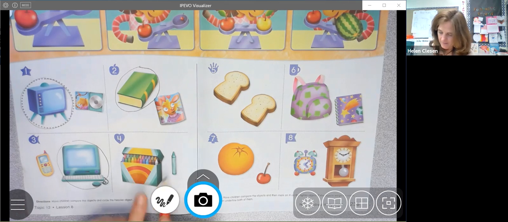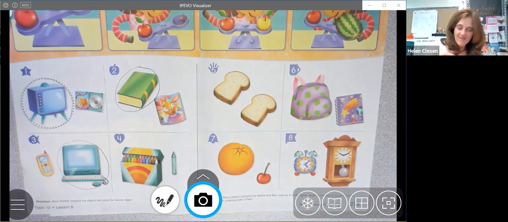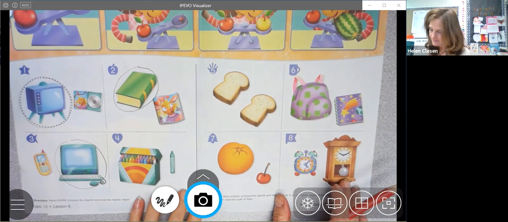You do this one. I did this one with you already. Remember when we did the crayons in the crayon box? Which one is heavier? Circle the one that's heavier here. You do it yourself. I know you can.